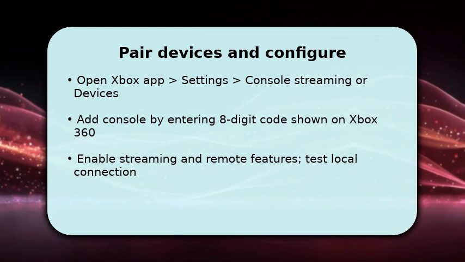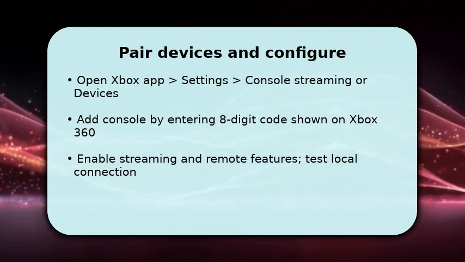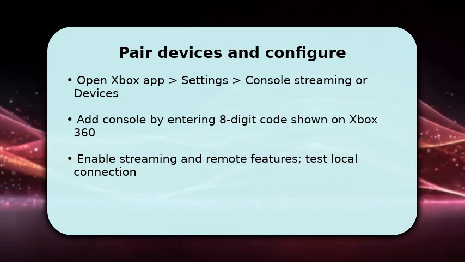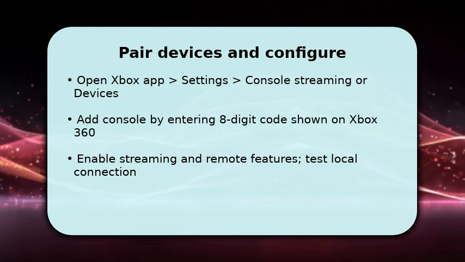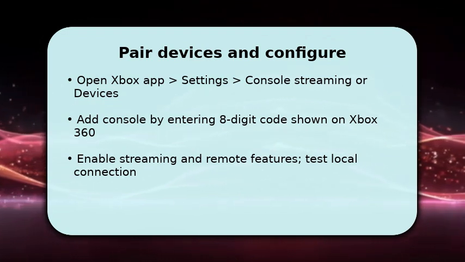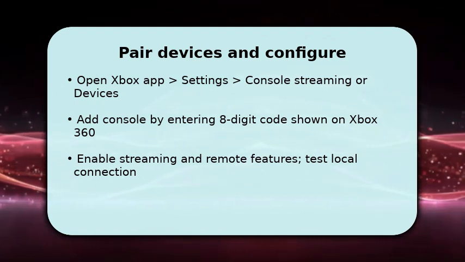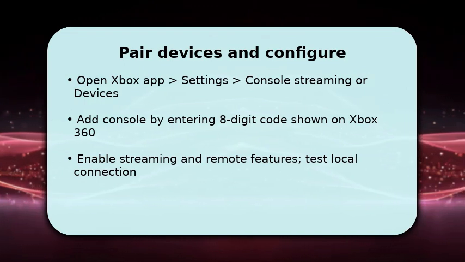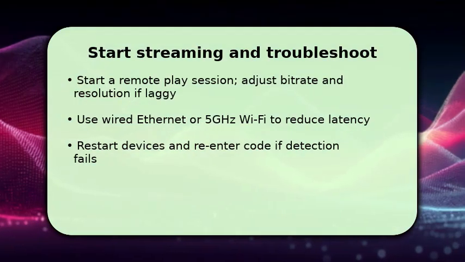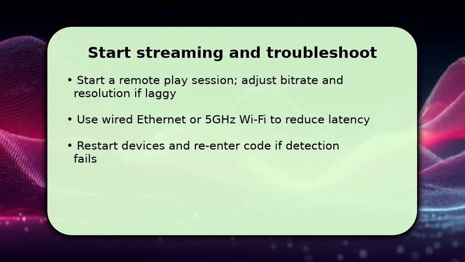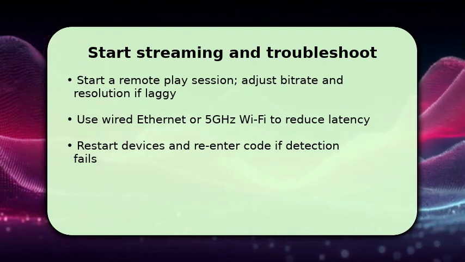Make sure to enable streaming, allow remote connections, and select the Xbox 360 as your target device in the app. Test the local connection to confirm input and video flow before proceeding to play. Begin a streaming session from the Xbox app by choosing your paired Xbox 360 and pressing play.